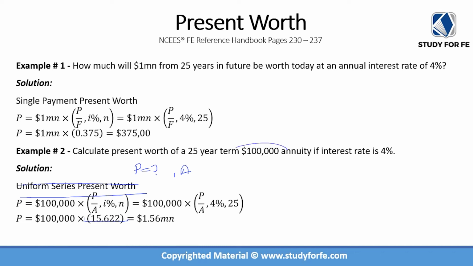So you will multiply the annuity, okay? This is an important step. You don't simply calculate this factor. You multiply the annuity with the factor in order to calculate the present worth. So $100,000 paid to you every year for a period of 25 years, during which the annual interest rate is 4%, is the same as paying you $1.56 million upfront today. Okay, so this is the time value of money. So in the previous example, we went from a future value to the present value, and in this case, we are going from an annuity into the present value.